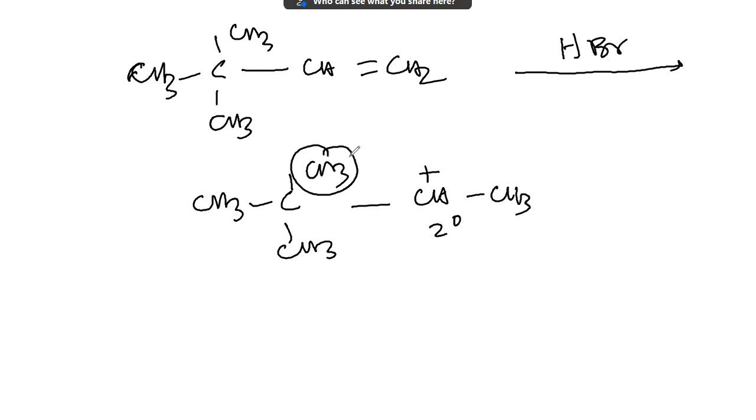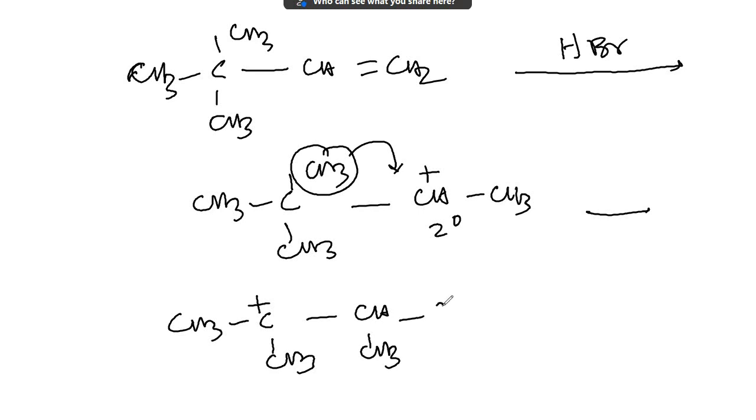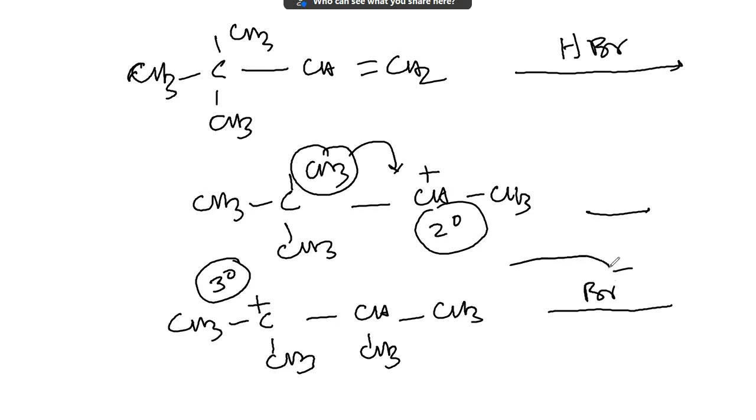If a methyl shift takes place, that is called a 1,2 shift. In this case, what happens? It is only 2 degree, but after the methyl shift a 3 degree carbocation is formed, it is more stable. In this case, Br minus attacks over here, so this will be the major product.